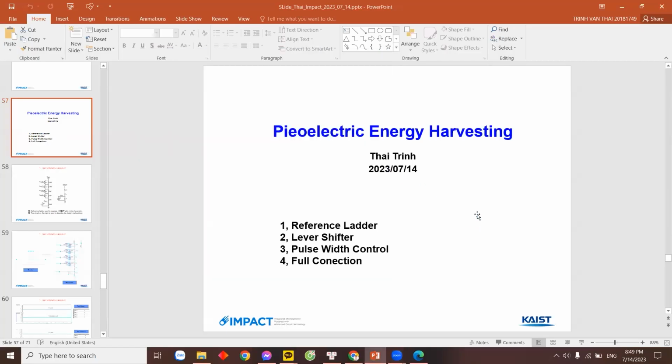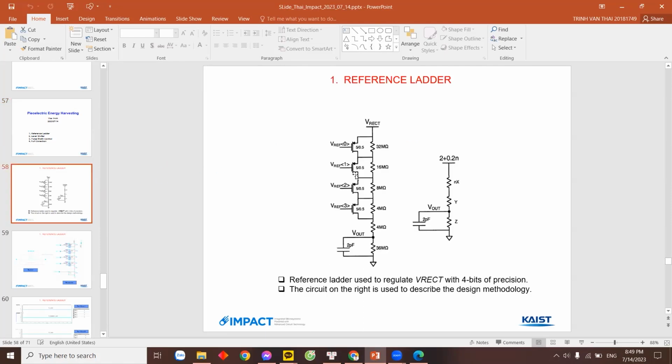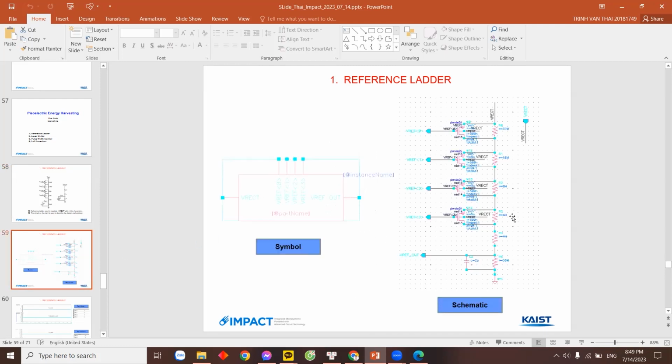Okay. I have two homework items. The first one is the reference ladder. The reference is to regulate the output with 4-bit precision, and the circuit on the right describes the design methodology. Then I train a Vref from 0 to 3 to train the VR, and I make a schematic and a symbol from this image.